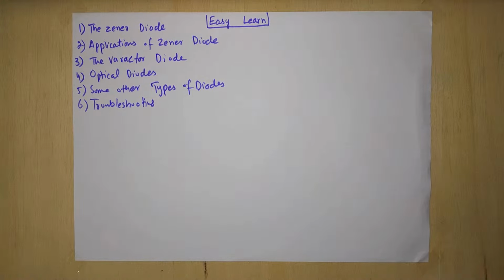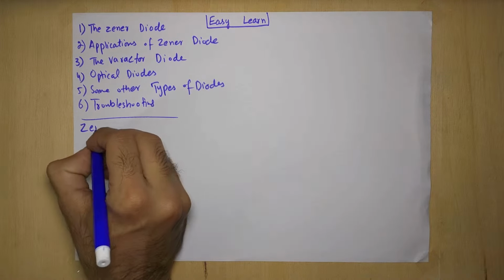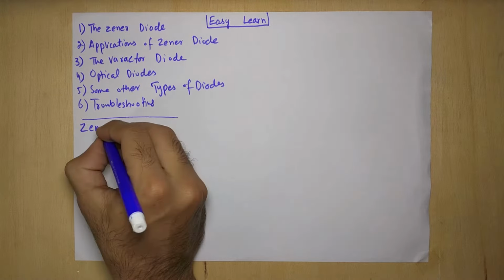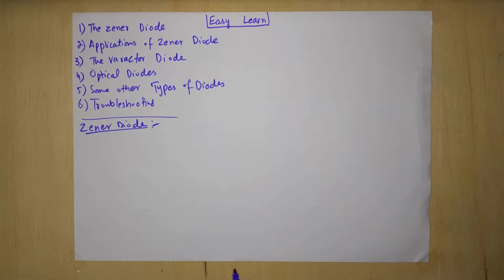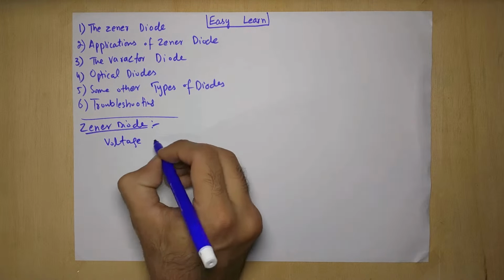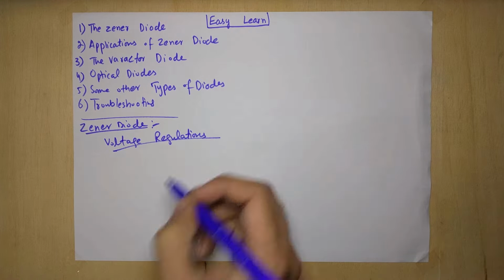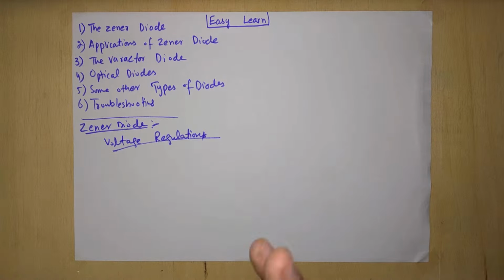Okay, let's start our first topic, that is Zener diode. I will give you just the introduction of the Zener diode in episode 1. What is a Zener diode? We will discuss the Zener diode. Basically, Zener diode is used for voltage regulation. For voltage regulation purposes, the Zener diode is used.